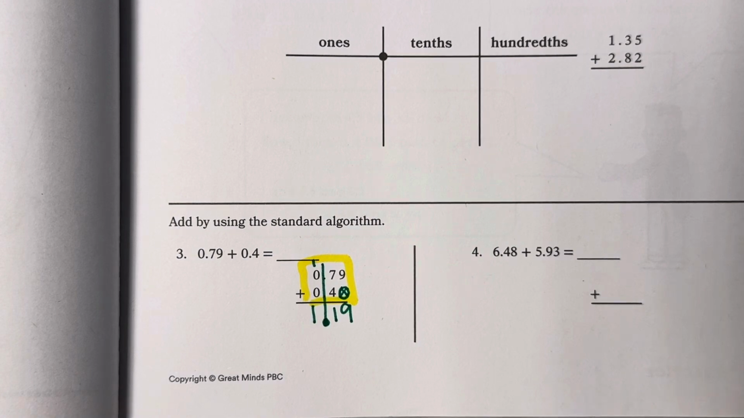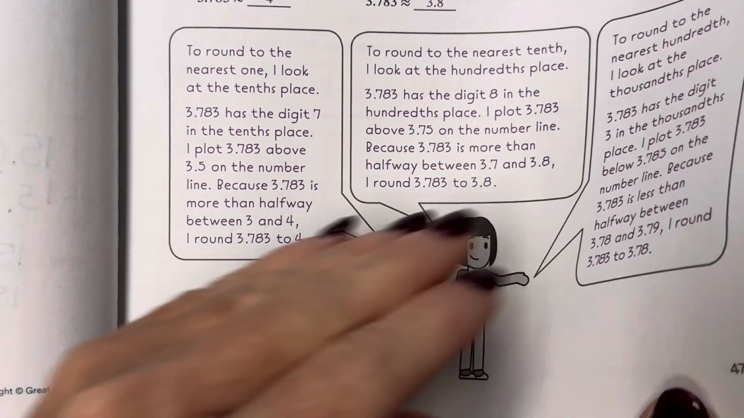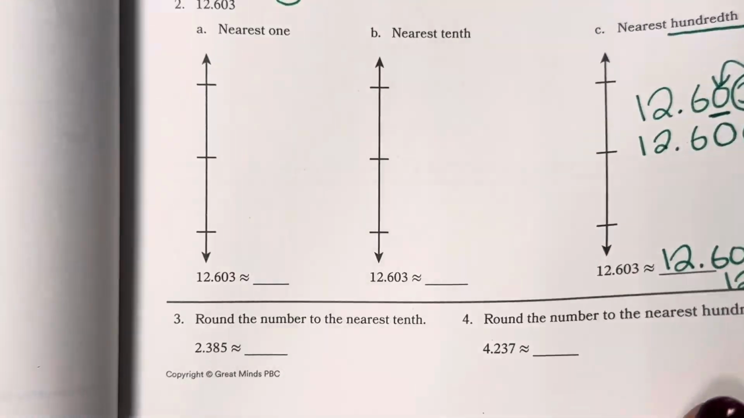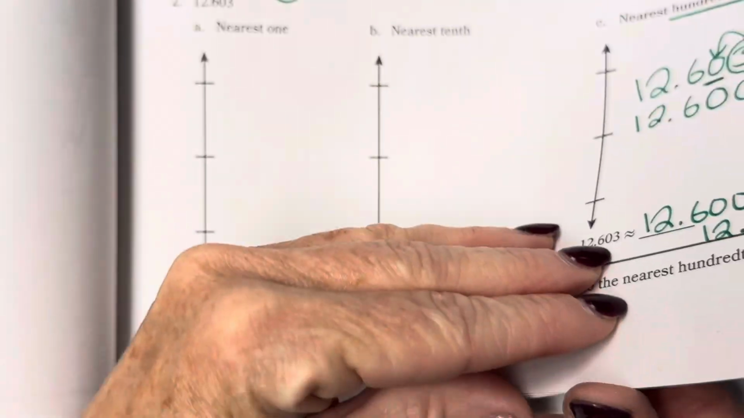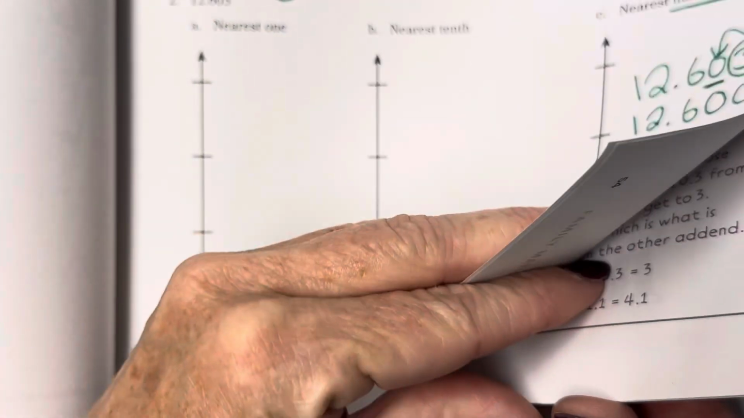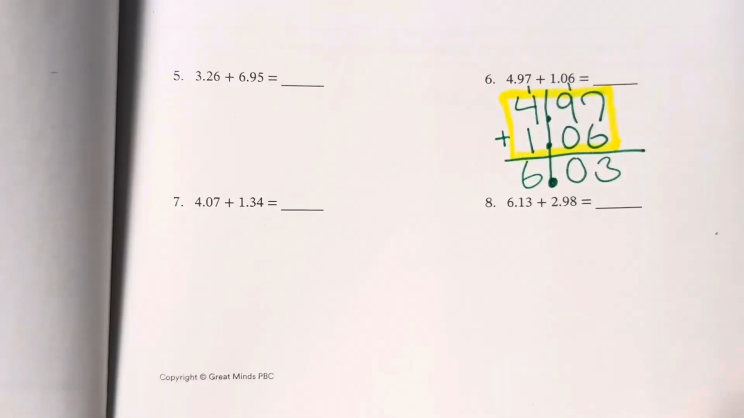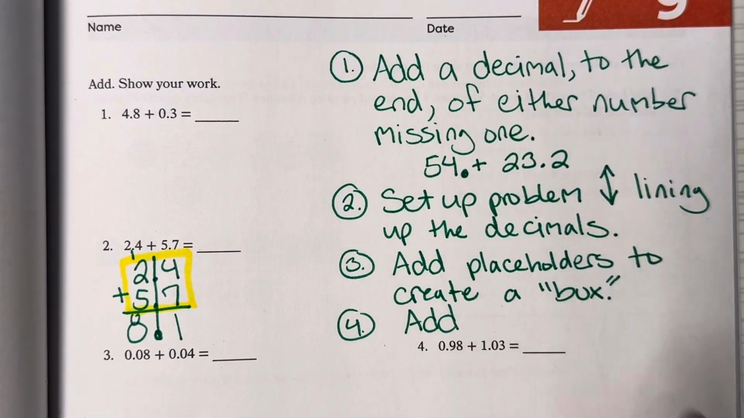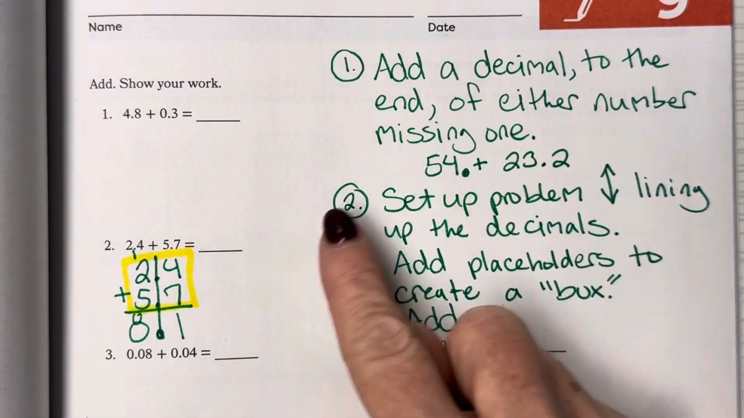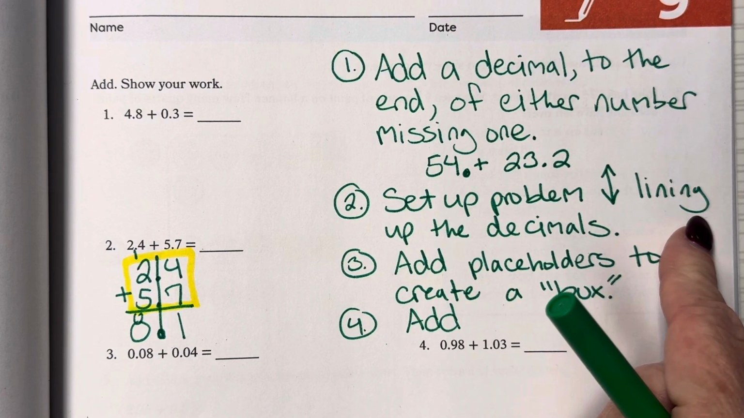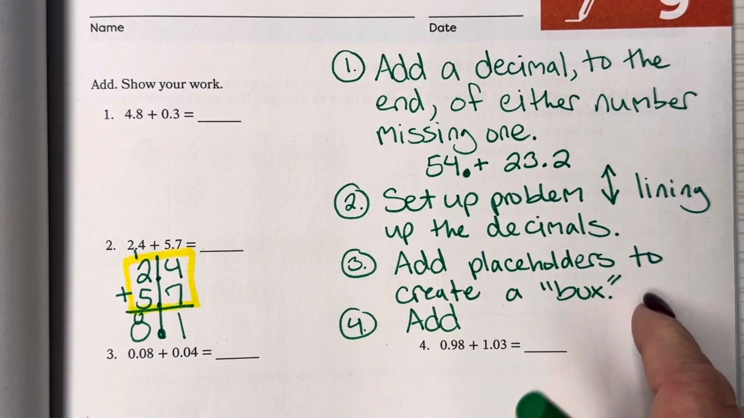Okay, ladies and gentlemen, that is our video for the night. You really want to work on knowing those 4 steps in your words. You don't have to memorize my exact words, but you do need to memorize the idea behind those words. So that we add decimals if one's missing, we set it up vertically, lining up our decimals, we create a box and we add.